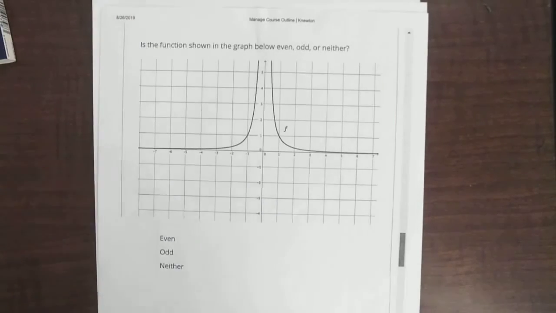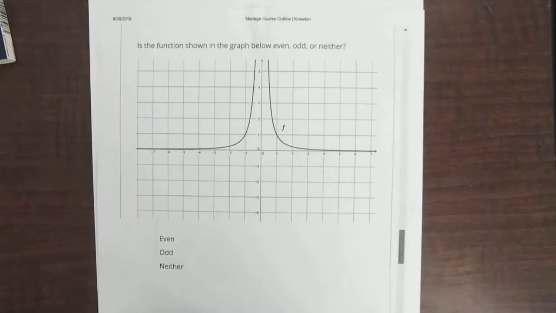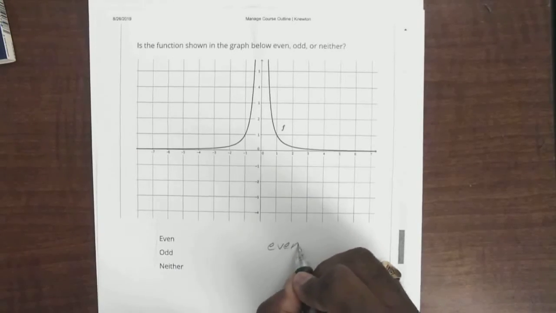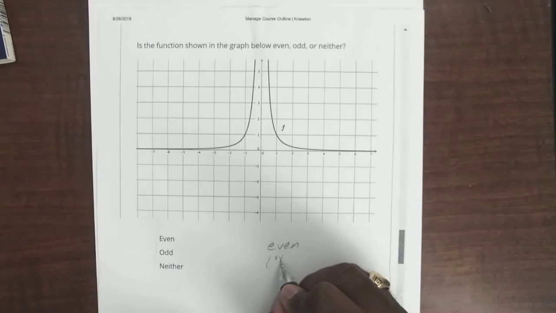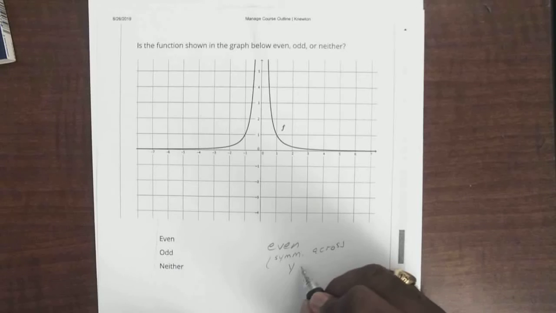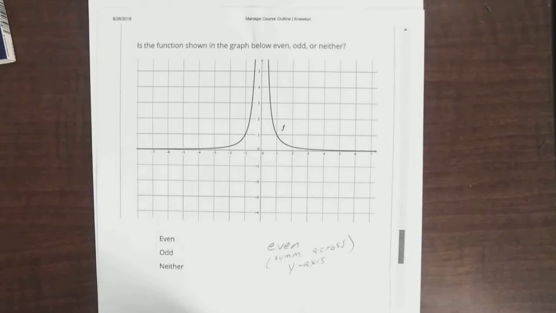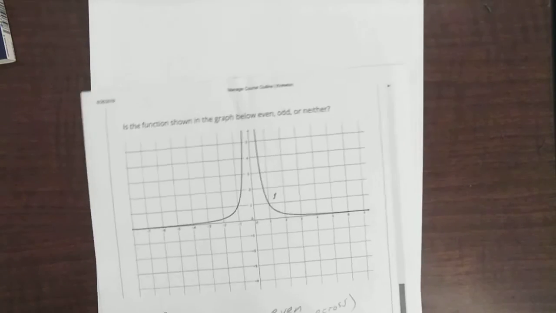What about that one? Even. Yep, even. Looks like a mirror image right across the y-axis. So this one is even. So symmetric across the y-axis. Is going to be in the homework like this? Yep, some of them are going to be like that. Some of them are actually going to give you equations that you have to test. So this is how you're going to see most of the graph problems, at least.